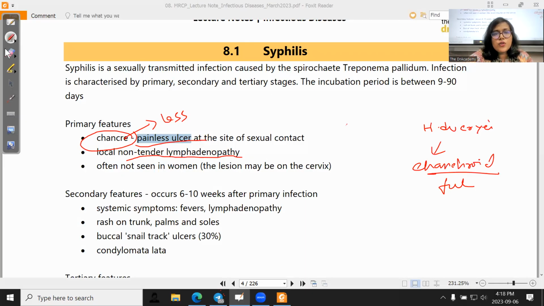Then syphilis is usually latent in women. It's more prevalent in the male. Males tend to be more symptomatic compared to the women population. All right.